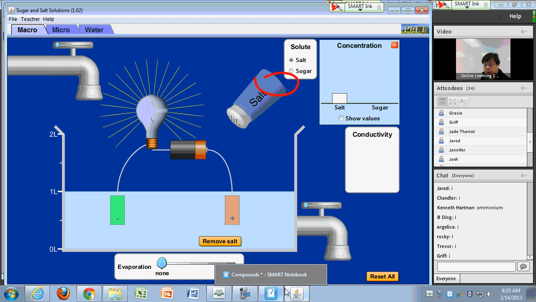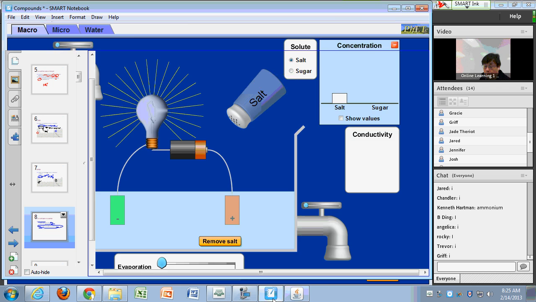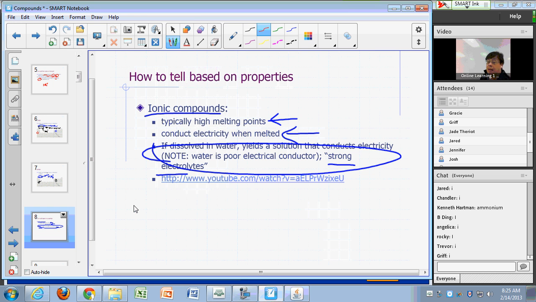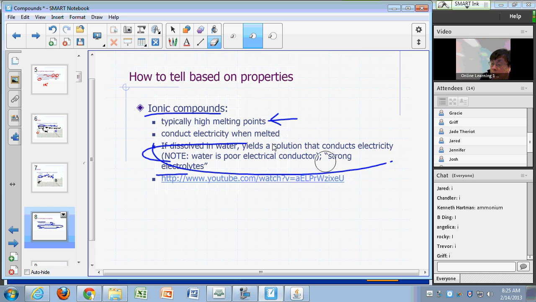So ionic compounds, when you put them in water, produce a mixture that conducts electricity, and so we say ionic compounds are strong electrolytes.